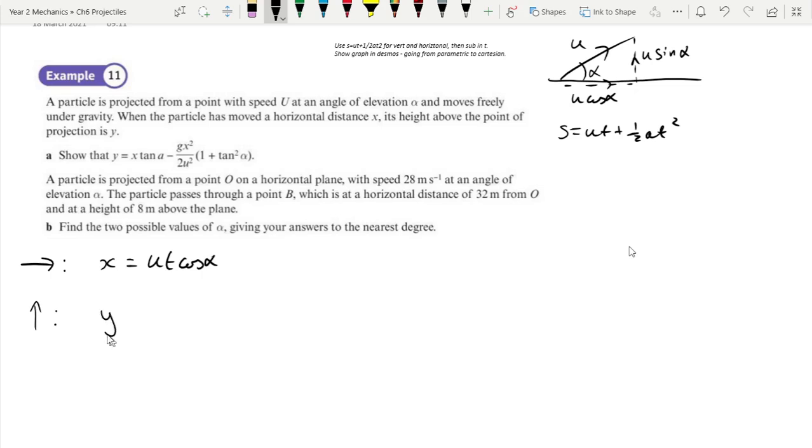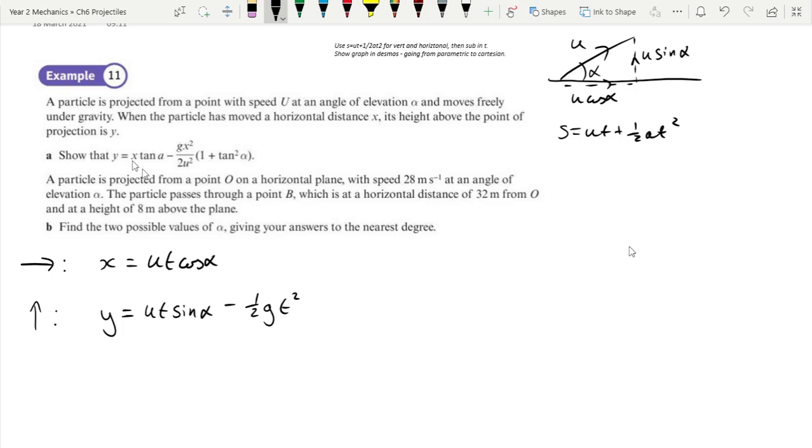Vertically, the vertical displacement is called y. And it's going to be ut, so it's going to be u sine alpha times t. So that's ut sine alpha. And then plus half at squared, so it's going to be minus half gt squared. Now these are basically parametric equations for x and y for the displacement of this particle.